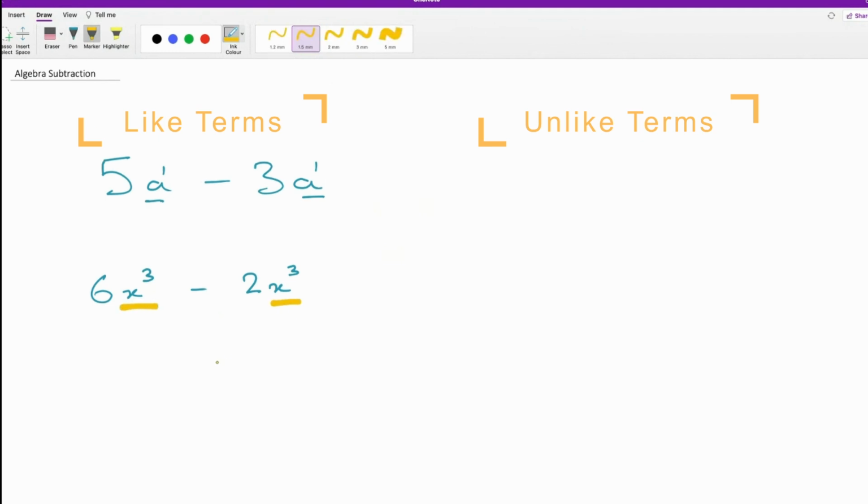Now, for example, a like term would look something like this: 5a minus 3a. The reason they are like terms is that they have common pronumerals, and they are raised to the same power of 1. Another example would be something like this: 6x cubed minus 2x cubed. Again, these two are like terms because specifically these groups over here, the x cubed, are the same. They have the same pronumeral raised to the same power.